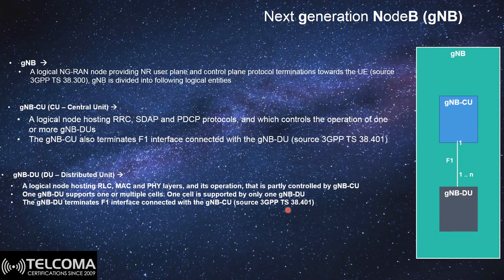So the operation of the distributed unit will be partly controlled for sure by the central unit, and it will support one or multiple cells as we have mentioned, and it terminates the F1 interface, which at the end of the day will be connected to the central unit. So with this new concept, the GNodeB is divided into 2 parts.